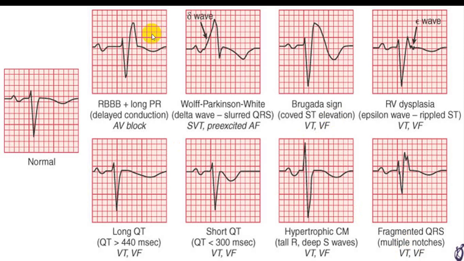So always look in a chest lead, particularly V1 to V3. You will get any one of these complexes. Pay attention. RBBB, WPW, Brugada, ARVD, particularly in V1, V2. Long QT, short QT, hypertrophic cardiomyopathy in V1, V2 will have a small R wave and deep S wave. And look at the fragmented QRS complex. So this is a very, very useful slide. Pay attention and look for that.